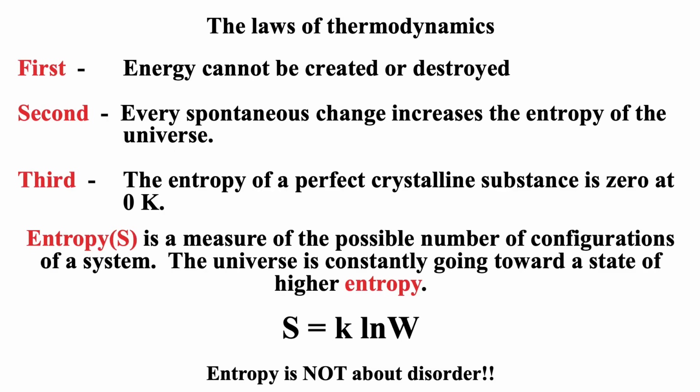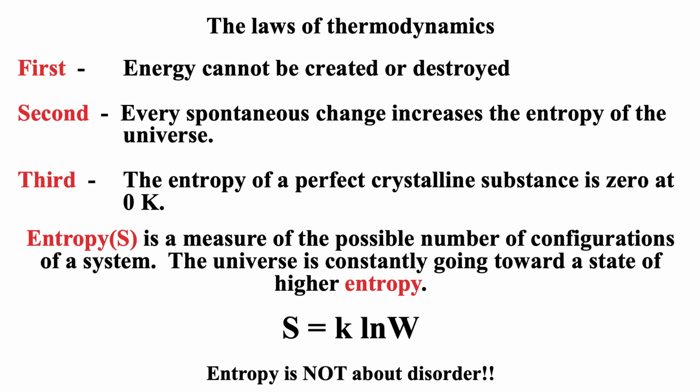And so there's three laws of thermodynamics. The first basically says energy is conserved. It cannot be created or destroyed if you assume the universe is a closed system. The second says for every spontaneous change, there's an increase in the entropy of the universe. The third is that the entropy of a perfect crystalline substance is 0 at 0 Kelvin.